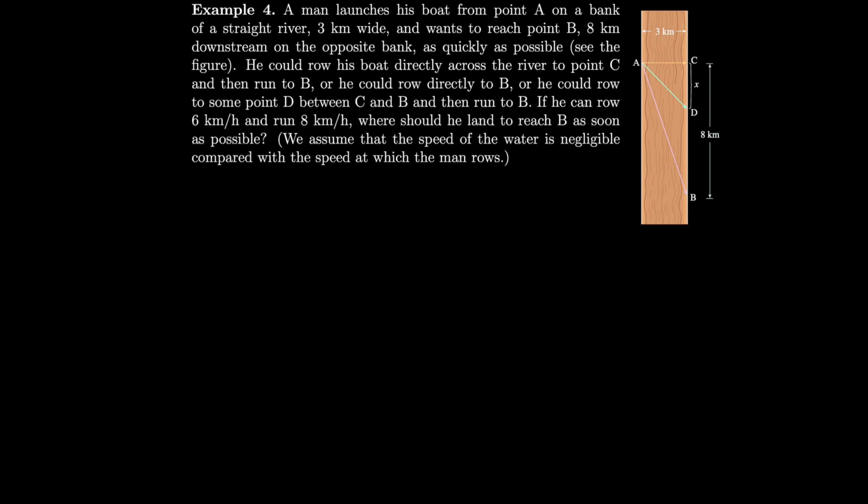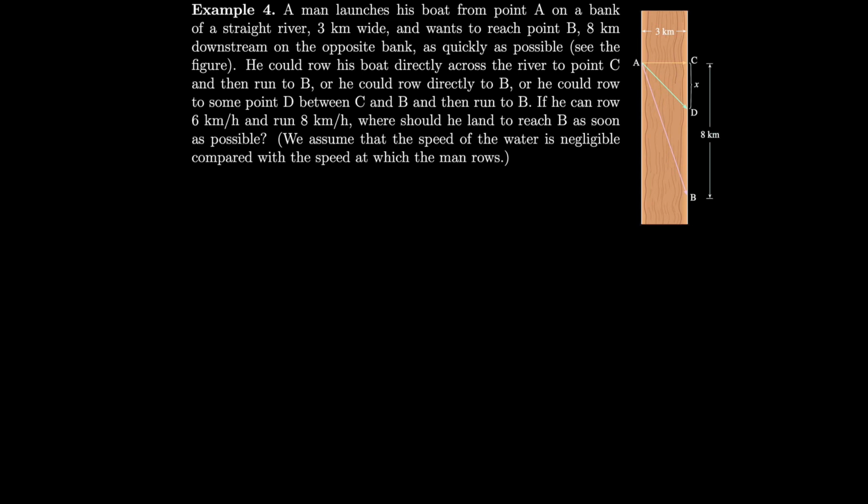A man launches his boat from point A on a bank of a straight river 3 kilometers wide and wants to reach point B, 8 kilometers downstream on the opposite bank, as quickly as possible. He could row his boat directly across the river to point C and then run to B, or he could row directly to B, or he could row to some point D between C and B and then run to B. If he can row at 6 kilometers an hour and run at 8 kilometers an hour, where should he land to reach B as soon as possible?